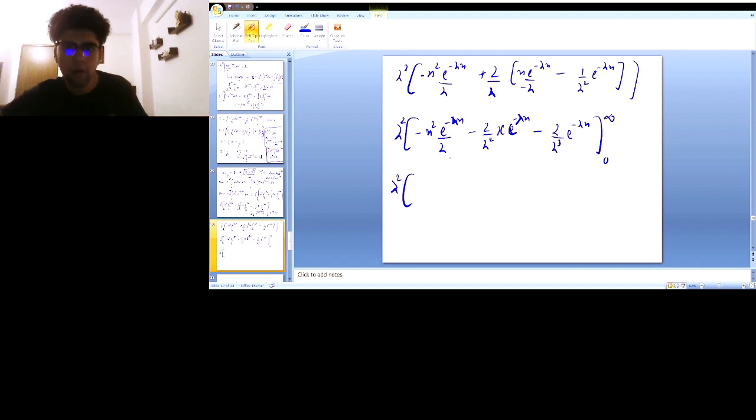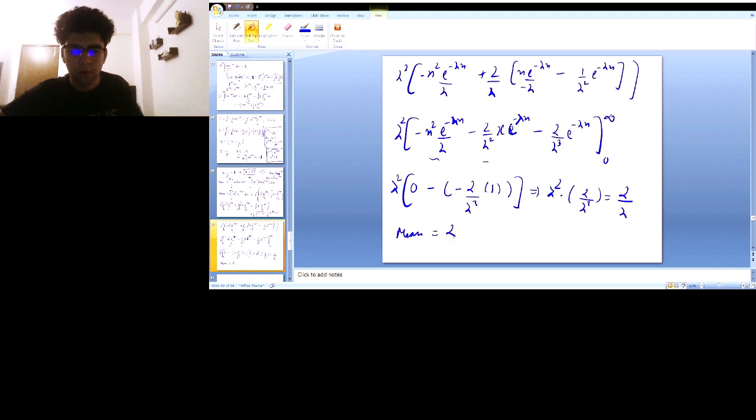Lambda square, putting infinity here, this becomes 0, since e to the power minus infinity is 0. The first term becomes 0 minus, now putting 0 in place of x, this is 0, this is 0. Now this is minus 2 upon lambda cube into 1, which gives me lambda square, minus minus positive, 2 upon lambda cube, which gives me 2 upon lambda. So my mean is 2 upon lambda.